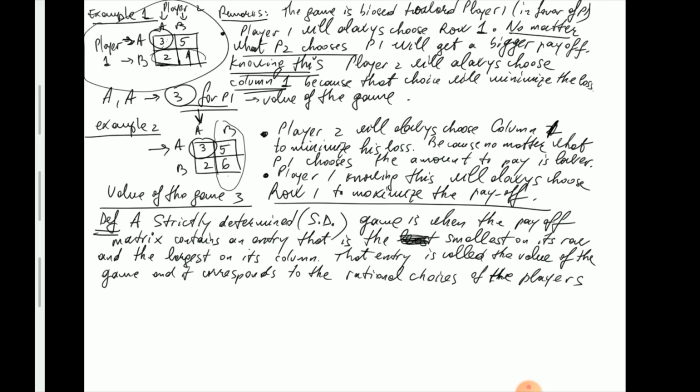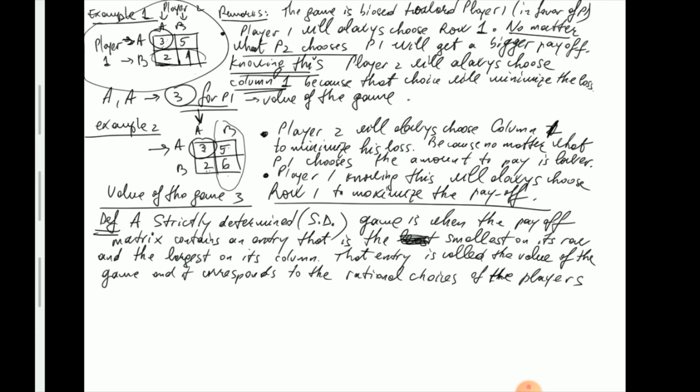Same thing in example 2, 3 is less than 5 and greater than 2 at the same time, and that's going to be the value of the game. 5 doesn't satisfy that, or 2 doesn't satisfy that, right? Because 2, while it's less than 6, so 2 is the least on the row, is not the largest on the column.